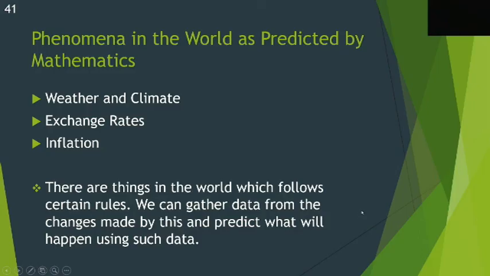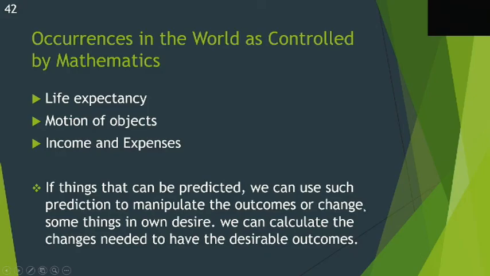There are things in the world which follow certain rules. We can gather data from the changes made by this and predict what will happen using data. And there are occurrences in the world that can be controlled by mathematics. Example is the life expectancy of living organisms. So nakakontrol natin siya by taking medicines. Okay. Motion of objects. So example niya is in physics. Income and expenses. So we can control our income and expenses based from what we can do.